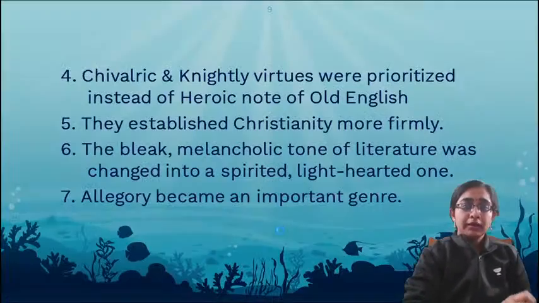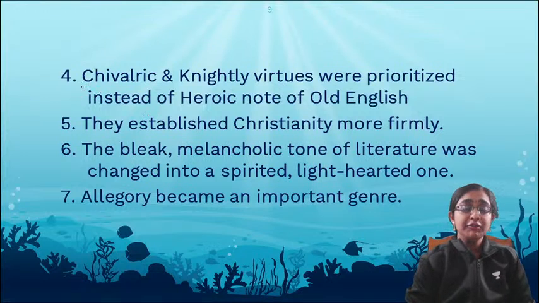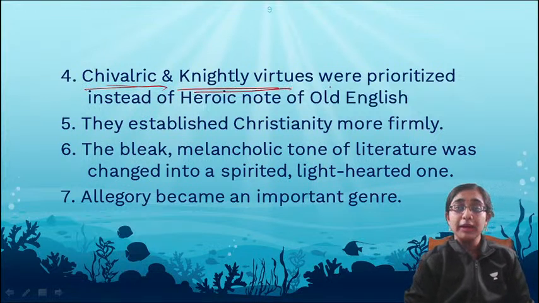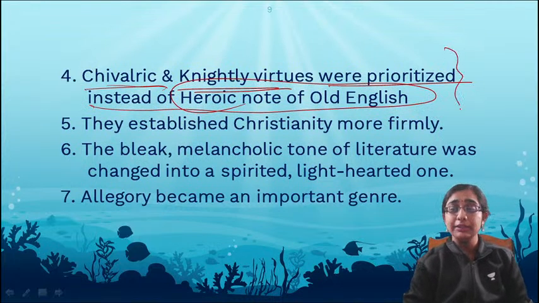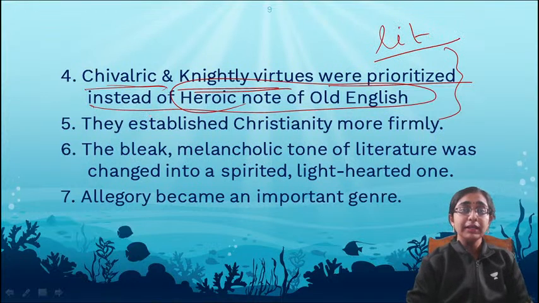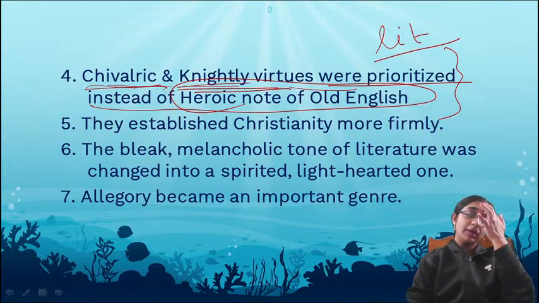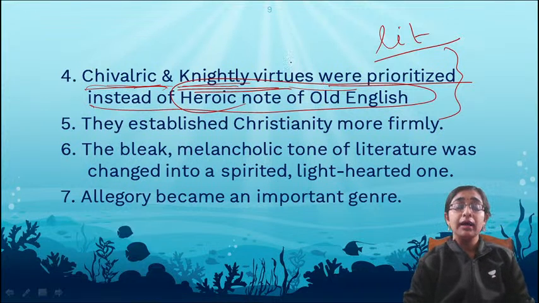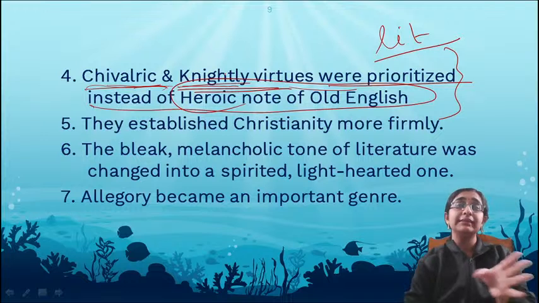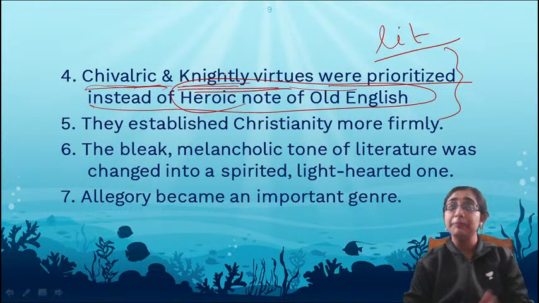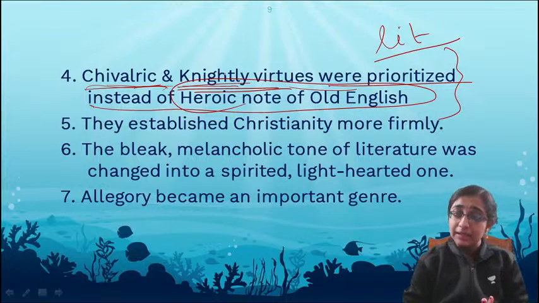Okay. Now, the next point is that chivalric and knightly virtues were prioritized instead of the heroic note of Old English. This is an important development in the field of literature. When we talk about metrical romance, you will see that the major characters are all knights or some chivalric person. Mainly King Arthur and his knights were very, very prioritized. Their characters were almost idealized, you may say.